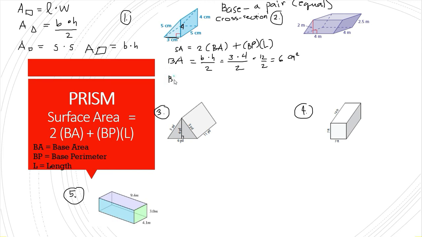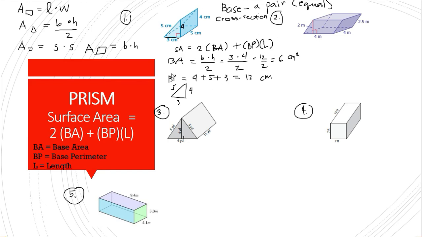Now let's go for the base perimeter. What's the base perimeter? Okay, so the shape that we have here is a triangle, correct? So perimeter is the sum of all side lengths. So if this is 3 right here, this is 4, this is 5, what we do, we just add all of them. So we will have 4 plus 5 plus 3. So we'll get 12. So our base perimeter is actually 12 centimeters.